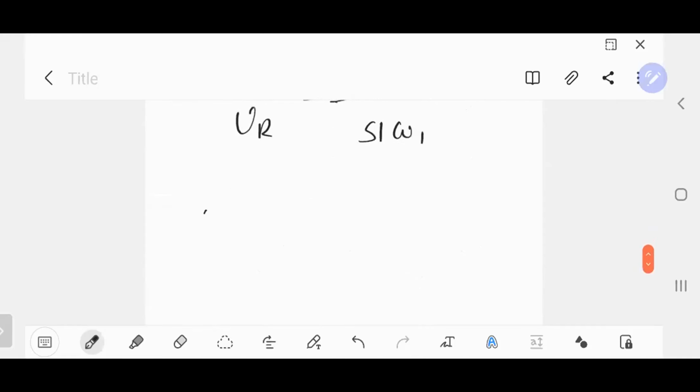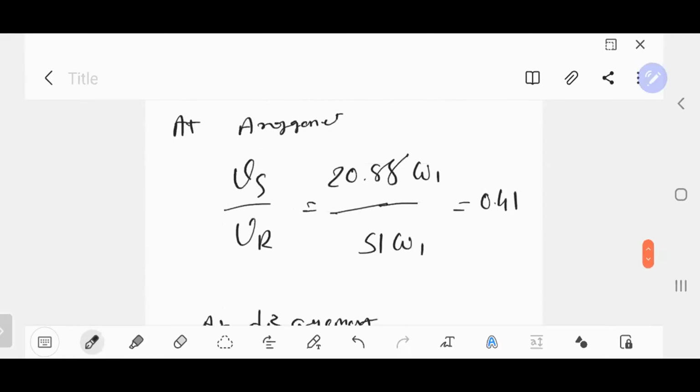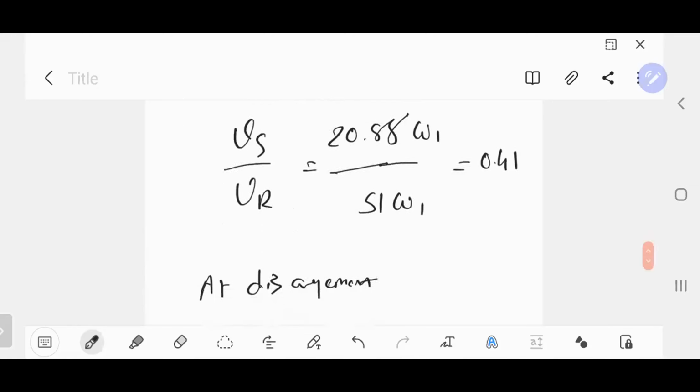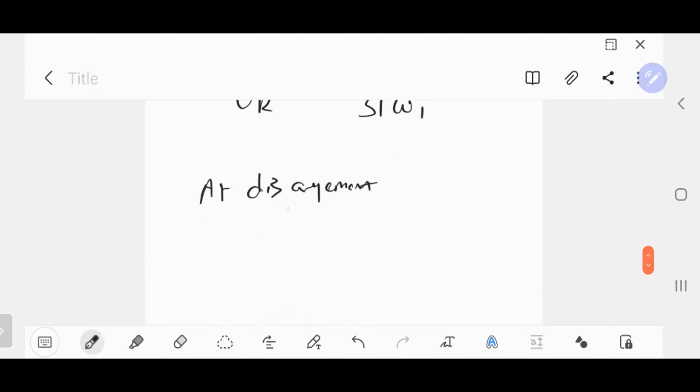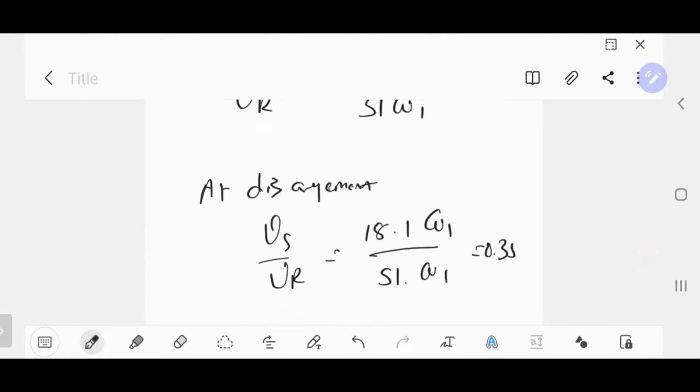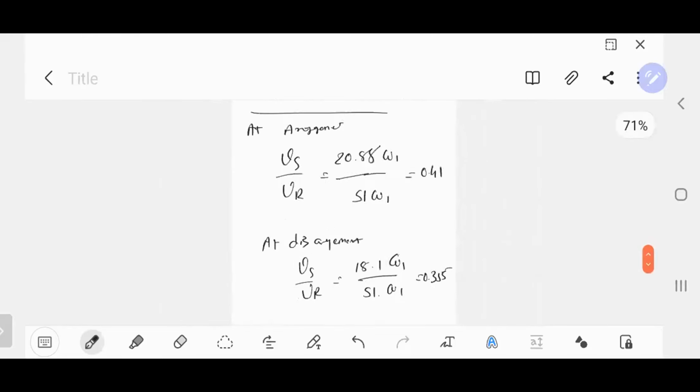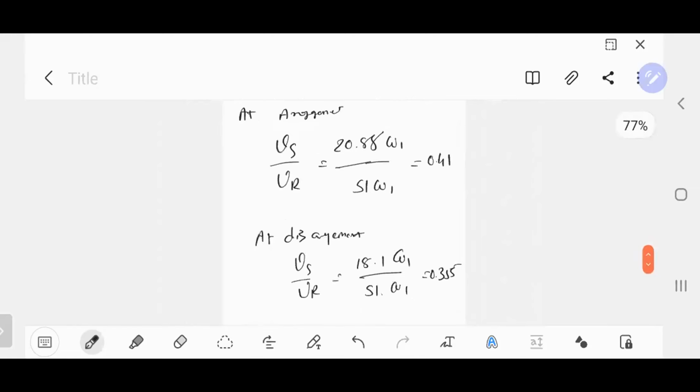And at the disengagement, here it is a ratio, sliding divided by rolling. Again, if we calculate the ratio Vs divided by Vr, that is equal to 18.1 omega 1 divided by 51 omega 1. So that is equal to 0.355. These are the two ratios at the engagement and at the disengagement.